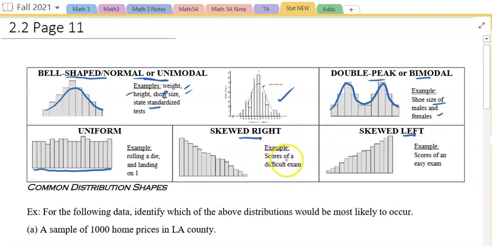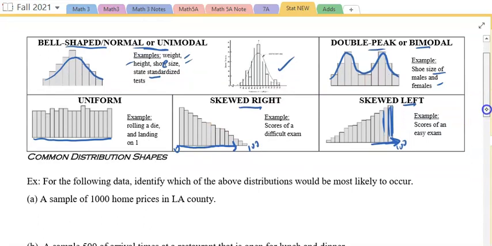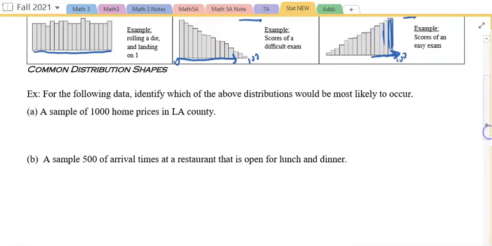Scoot to the right. On a difficult exam, the majority of the students will score lower as you go up, and on an easy exam, the majority of the students will score higher. As you notice from the previous example, each bar represents the number, and the highest bars are toward the 100, and here the highest bars are toward the 0. So stuff like that.